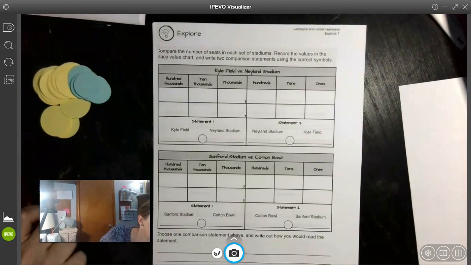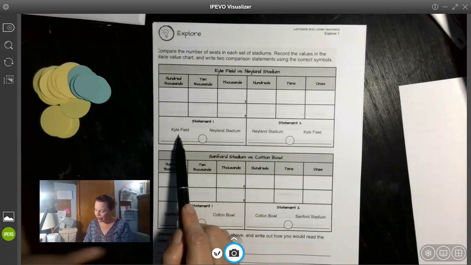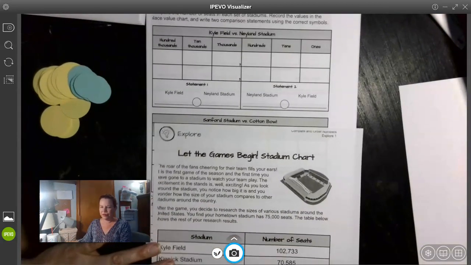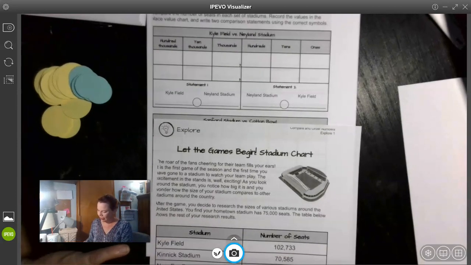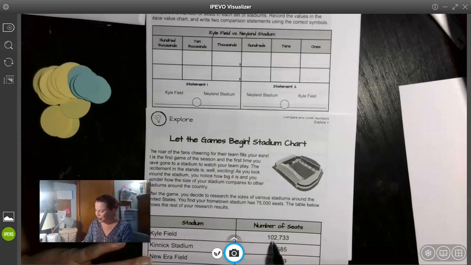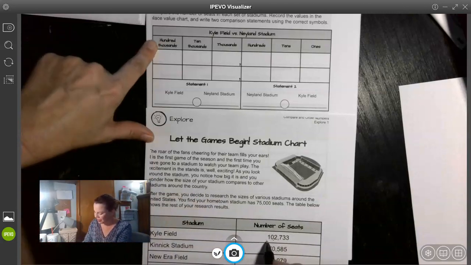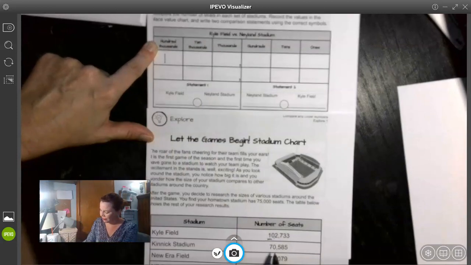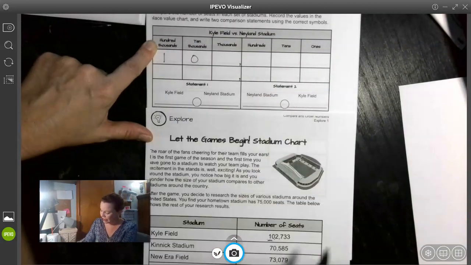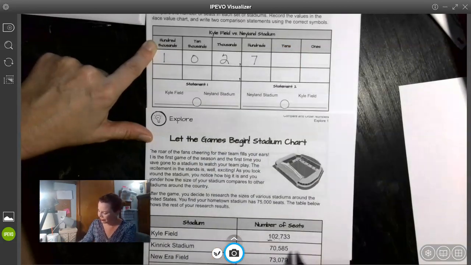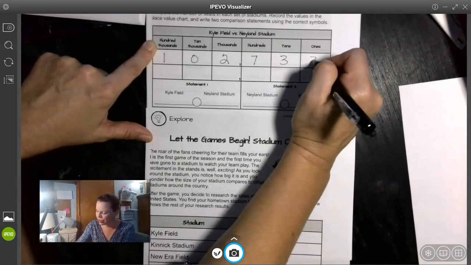So now they want us to compare Kyle Field and Neyland Stadium. So let's look and see if we can find Kyle Field on here. Kyle Field. It says that Kyle Field has 102,733 number of seats. So I need to start my hundreds. Here's my hundreds place right here. So I know I have 1. I have no 10,000s. I have 2 2,000s, 700s, 3 10s, and 3 1s.